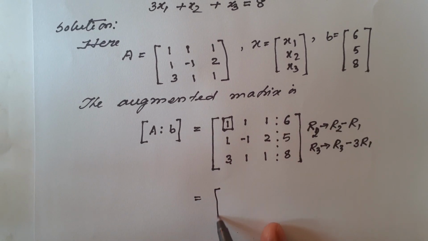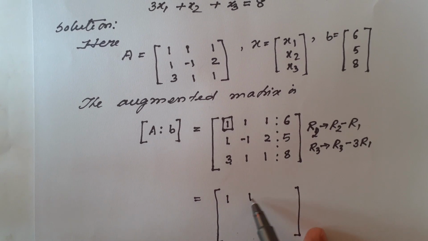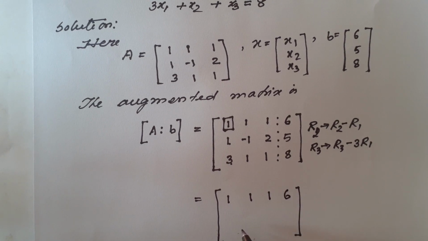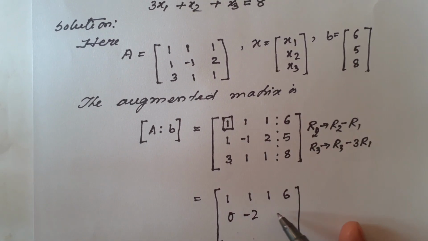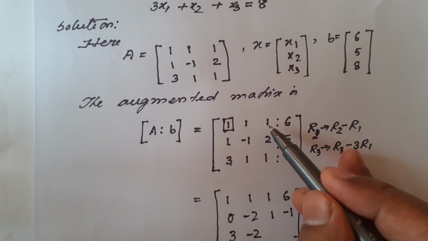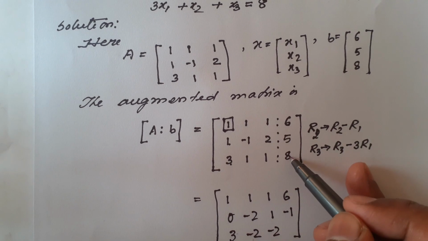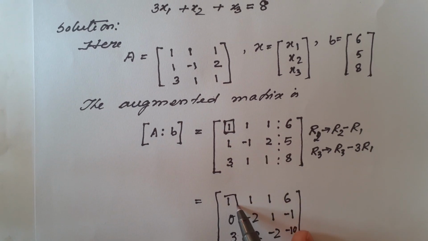After this operation, the first row I am not changing, so it will remain the same. Second row will be 1 minus 1, 0, minus 1 minus 1, minus 2, 2 minus 1, 1, 5 minus 6, minus 1. Then 3 minus 3, 0, 1 minus 3, minus 2, 1 minus 3, minus 2, 8 minus 18, minus 10. So my first pivot that we have decided is this one.